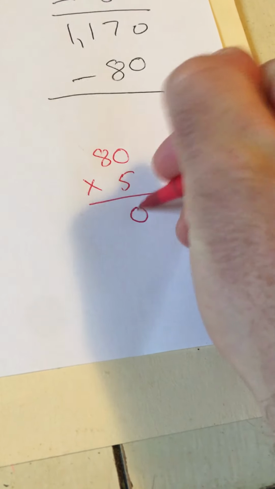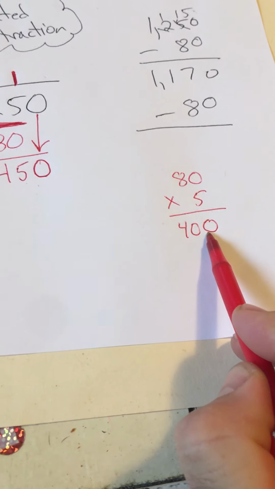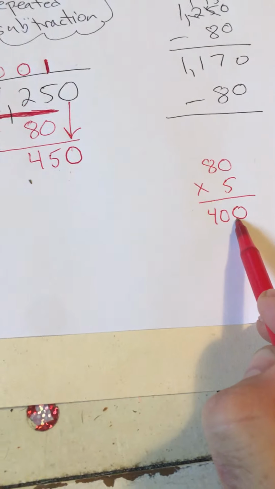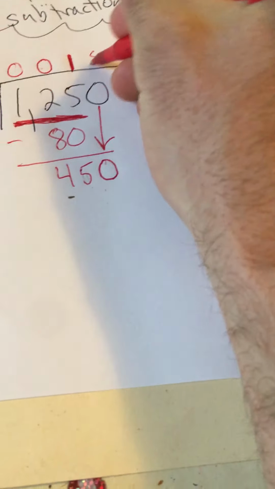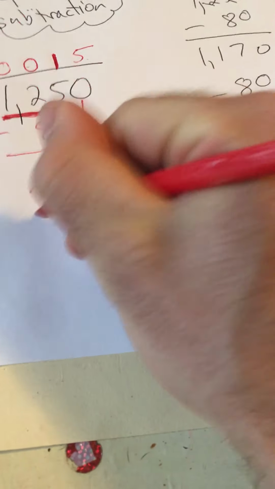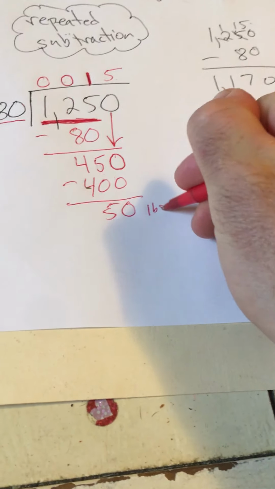Okay, and sometimes you guess and you figure out that that's not close. So 80 times 5 is 400. So that means 80 times 6 would be 480, and that would be too much. So it has to be 5. Okay, so 5 times 80 is 400, and we still have a remainder of 50 pounds.